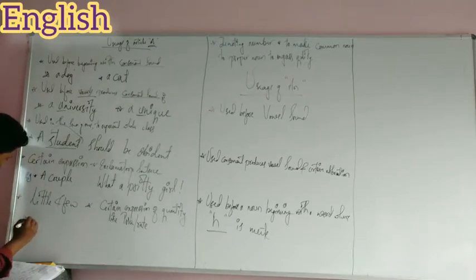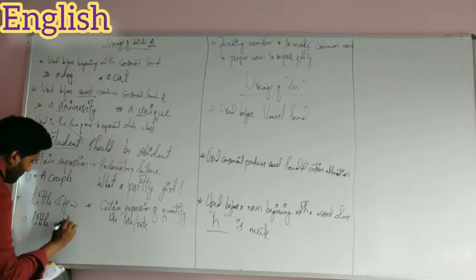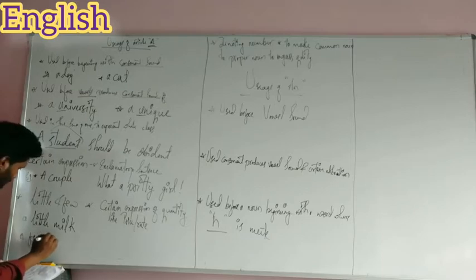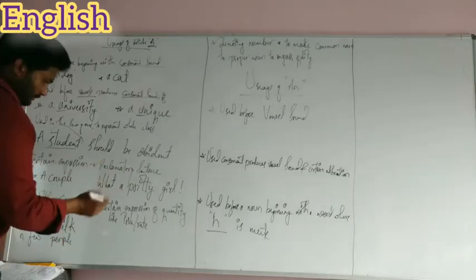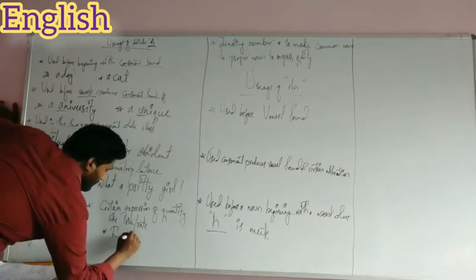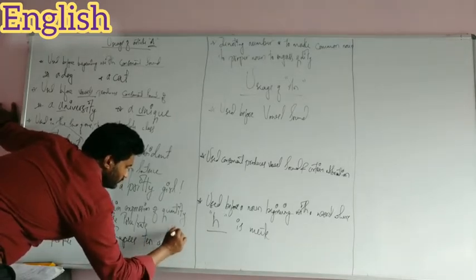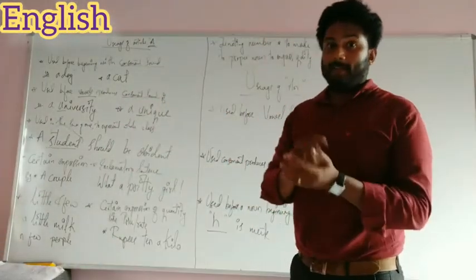A little milk, and a few people. And in certain expressions like a price and a rate, rupees, for example, rupees 10 a kilo. See, this article A is used where the words little and few are used.